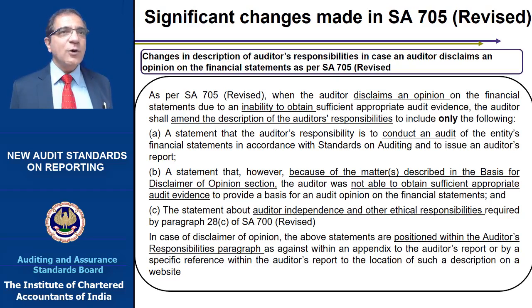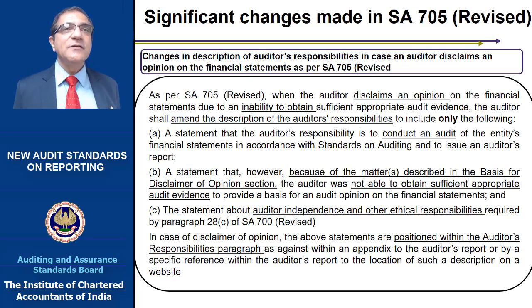The auditor should say that he has conducted the audit of the entity's financial statements in accordance with the standards on auditing. And again, a statement has to come that because of the matters described in the basis for opinion paragraph, the auditor was not in a position to obtain sufficient and appropriate audit evidence to form a basis for an opinion. And the third thing that should be there in the disclaimer of opinion audit report should be about the auditor's independence and the other ethical responsibilities.